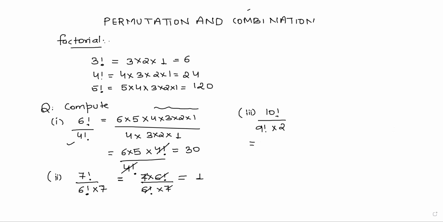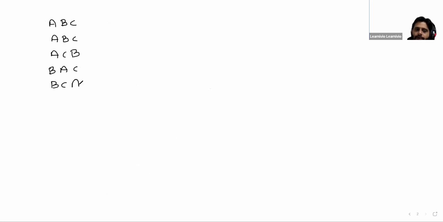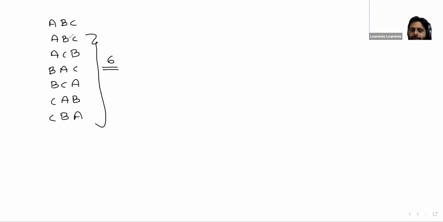Okay. Next, Yusra, we have these types of questions. Suppose we have three alphabets, and from these three alphabets, we need to form a word. So what different types of words can we form? We can form ABC, ACB, BAC, BCA, CAB, CBA. So in total these words are 6. From the alphabets ABC, you can form 6 words.